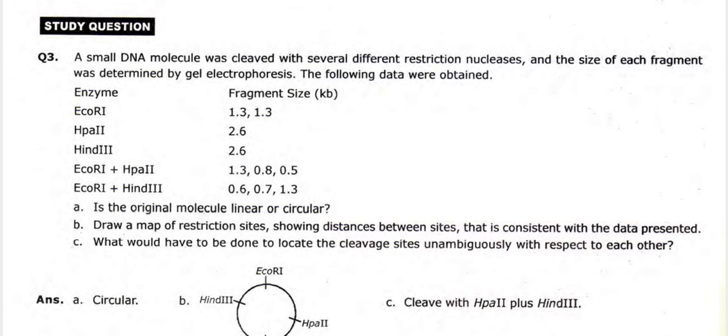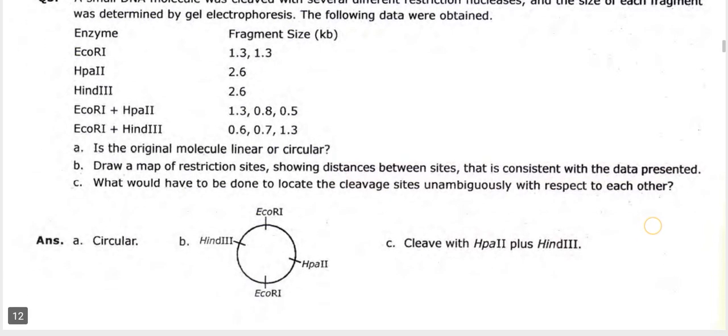A small DNA molecule was cleaved with several different restriction nucleases and the size of each fragment was determined by gel electrophoresis. The following data was obtained. Read this data. Is the original molecule linear or circular? Draw a map of restriction sites showing distance between sites that is consistent with the data presented.